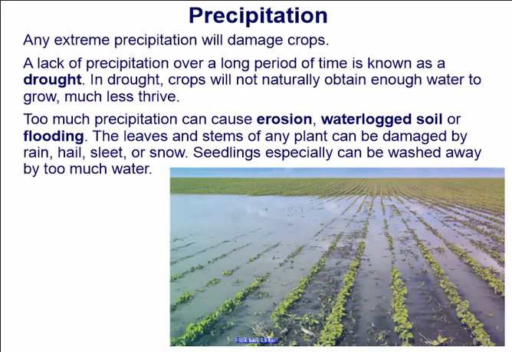A lack of precipitation over a long period of time is known as a drought. In drought, crops will not naturally obtain enough water to grow, much less thrive. Too much precipitation can cause erosion, waterlogged soil, or flooding. The leaves and stems of any plant can be damaged by rain, hail, sleet, or snow. Seedlings especially can be washed away by too much water.